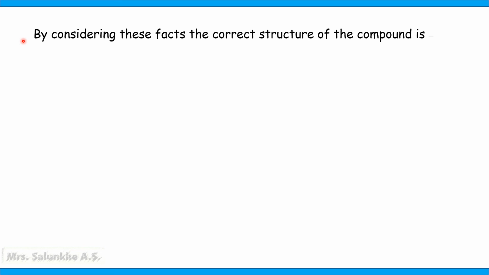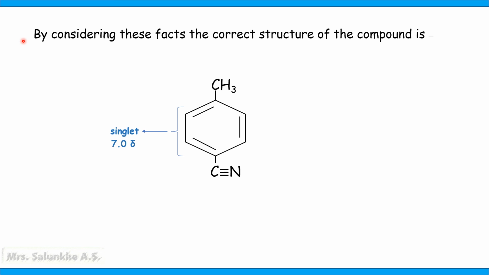And thus, by considering these facts, the correct structure of the compound is like this. There are 2 sets of protons, phenyl group protons, which give a singlet at 7.0 delta, and methyl group protons that give a singlet at 1.8 delta.